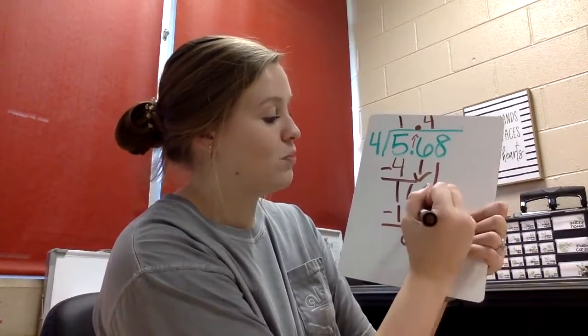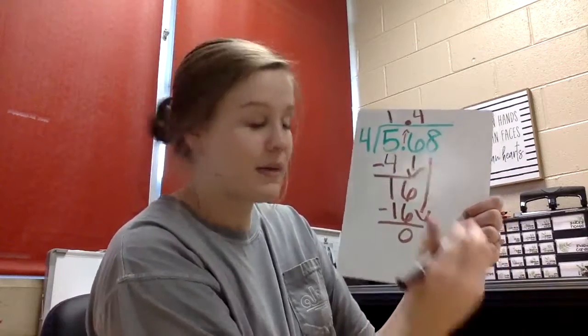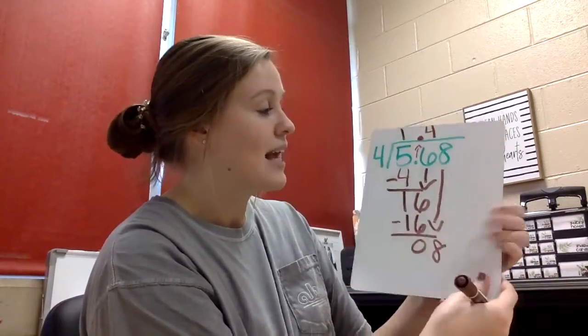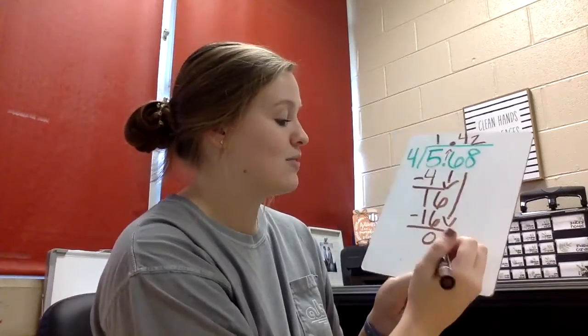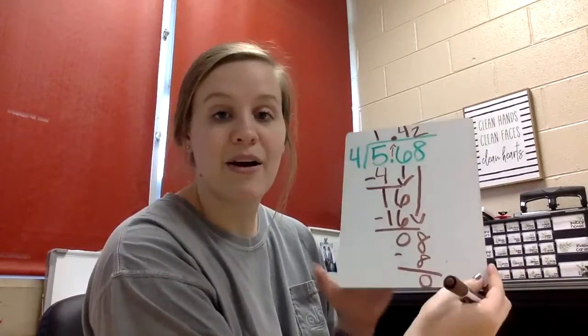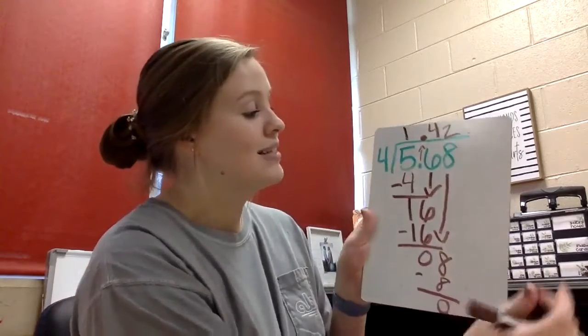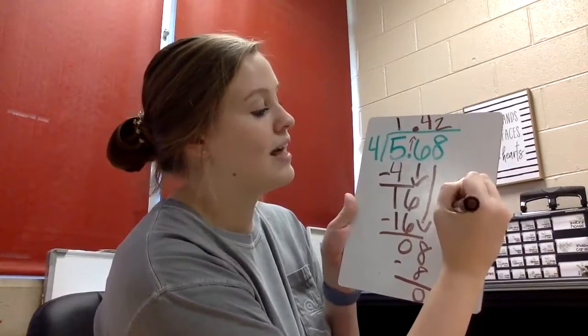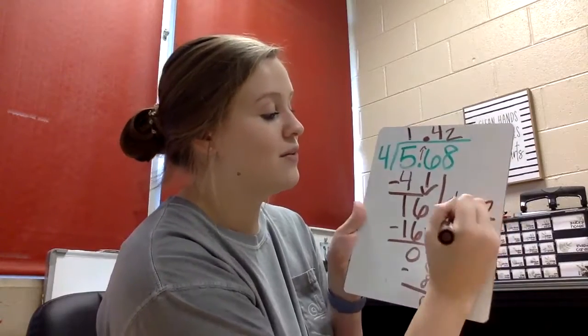My next step is to bring down my hundredths place, which is that 8. And 8 divided by 4 is 2. My 2 goes on top. 2 times 4 is 8. I subtract. I get 0. I don't have anything else to bring down, and my remainder is 0. So that means I have found my answer, which is 1 and 42 hundredths.